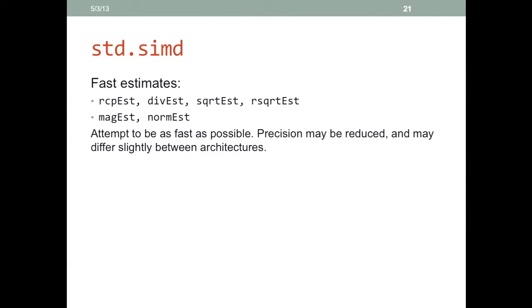There's also a bunch of fast estimates. These will attempt to be as fast as possible. Precision may or will be reduced, and the results may differ slightly between different architectures. So be careful. Usually I like to use these not while processing data, but for high-level things, physics simulations, or rendering tasks where the result is a transient image rather than some important data that will get saved up.